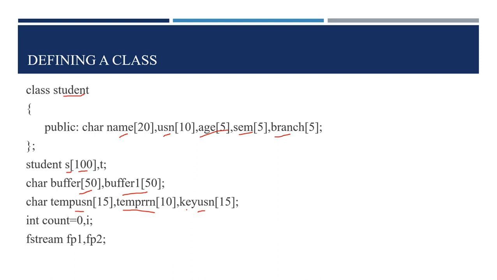and to search a particular element, that key element, we need a variable key USN. That means based on the USN value we are searching the elements within the file. This key value is stored in the index file, and we also need to have two file pointers, one for the student data file, another for the index file.